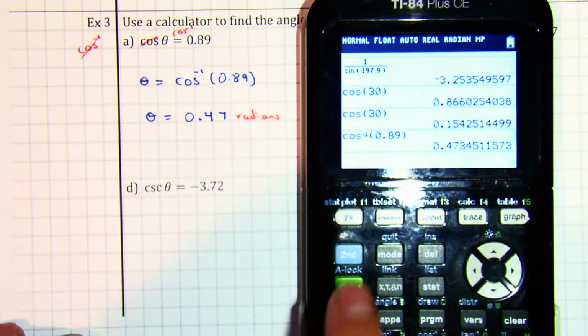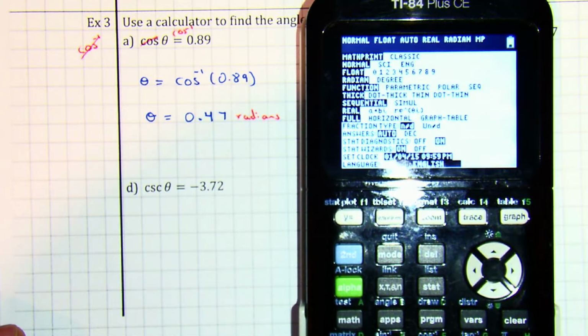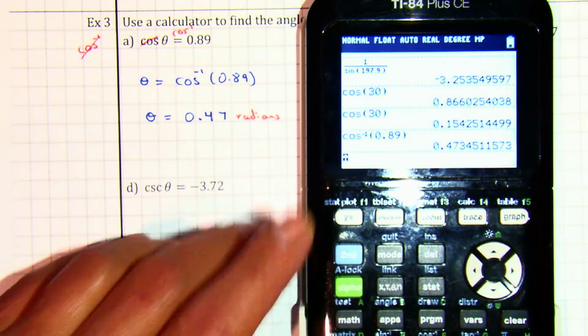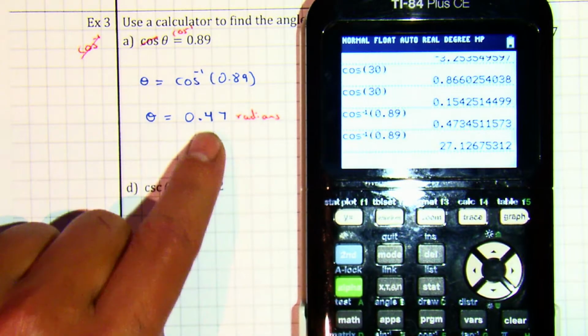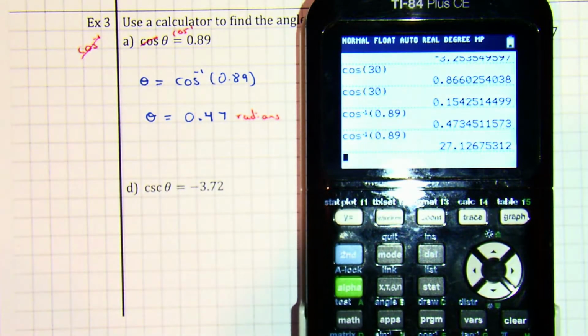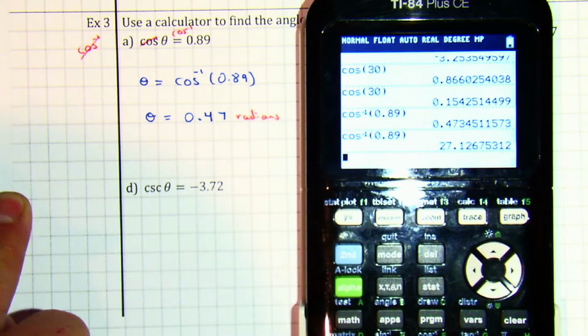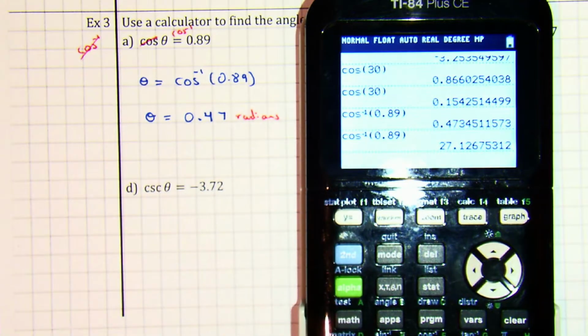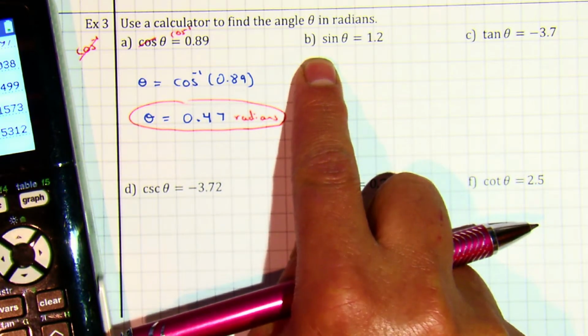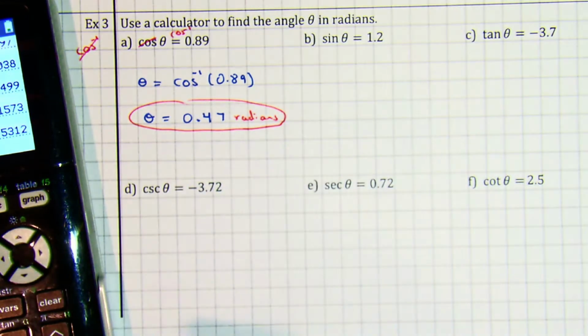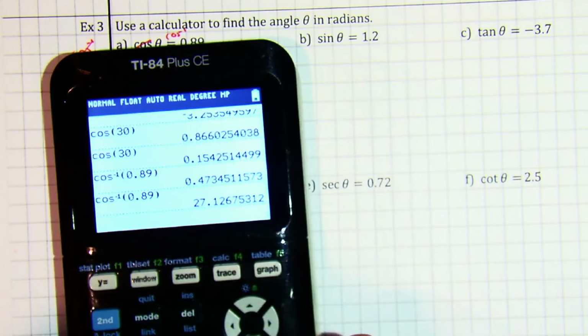If you were working in degrees, if I go back and change it to degrees, that will be about 27 degrees, correct? One radian is about 57 degrees, so about half a radian will be 27 degrees. The sine of an angle is equal to 1.2. So now I'm going to go back into my radians.